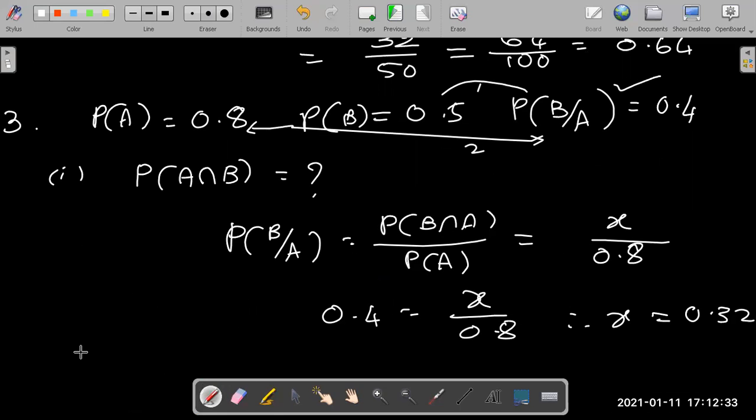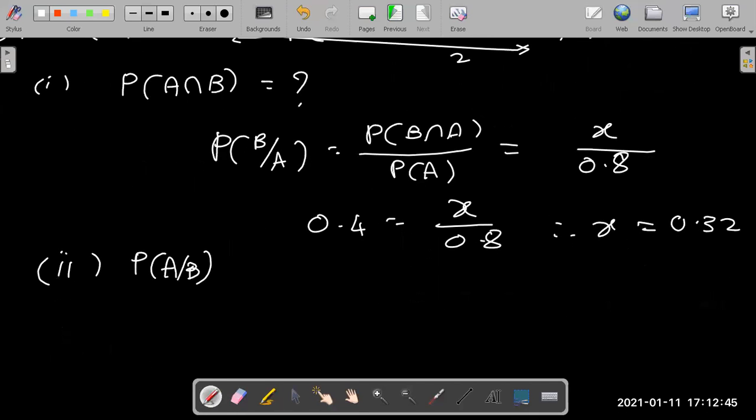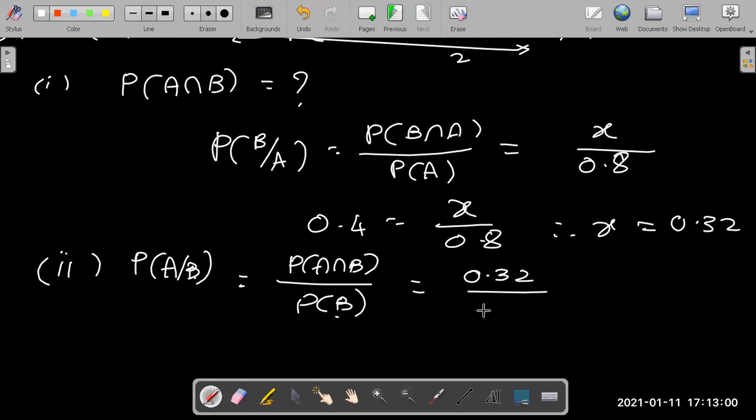So the next question is, we need to find probability of A given B. So use the formula again: probability of A intersection B divided by probability of B. Because B is at the bottom, here also it should be at the bottom. A intersection B, we just found, is 0.32, divided by probability of B, which is 0.5. This we have already done, it's 0.64.